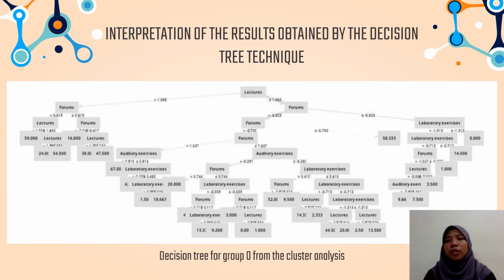Now we will move to the interpretation of the result obtained by the decision tree technique. After conducting a cluster analysis which resulted in one model showing three groups of students, three decision trees were created based on these groups. Each decision tree model represents the behavior of one group of students. This diagram represents the decision tree demonstrating the behavior of the students from group 0.